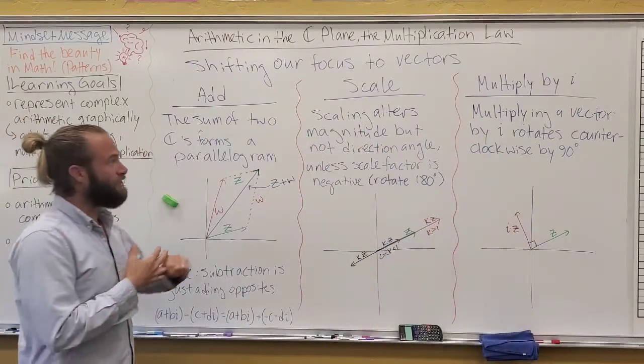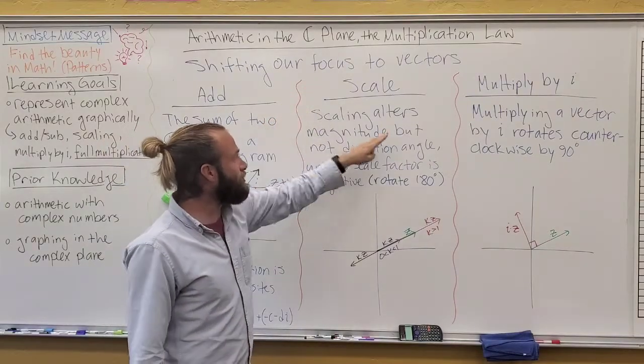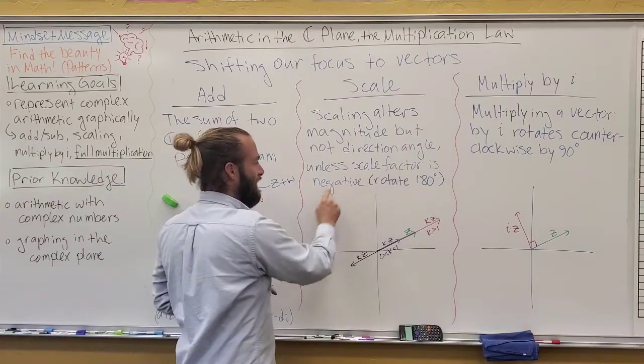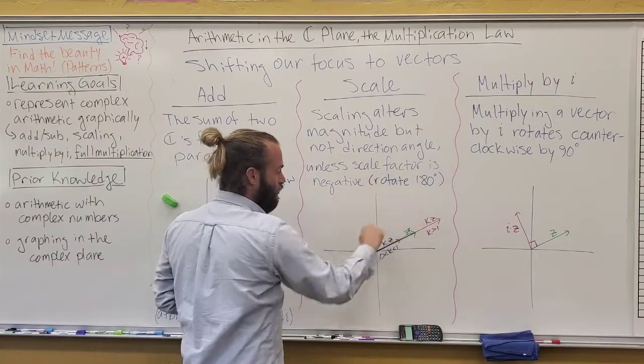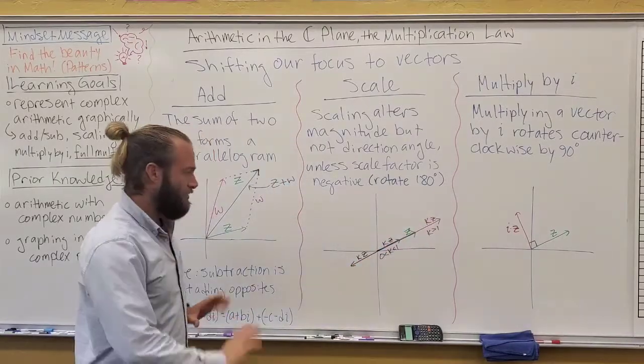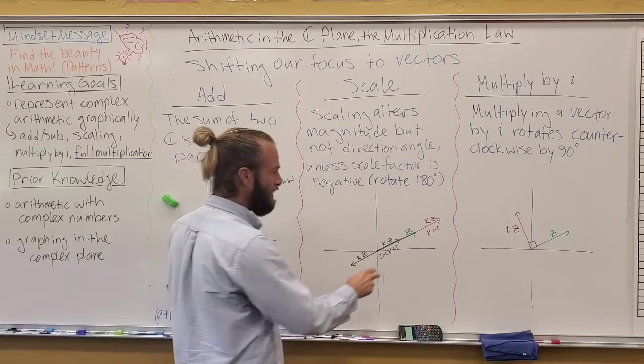Our next rule that we've learned in the past with vectors and complex numbers is that scaling alters magnitude but not direction angle. Except when the scale factor is negative, then it's simply a 180-degree rotation. But they're all in line with each other. Now, this is just something, again, to think about. And this should be intuitive, actually, to you guys.